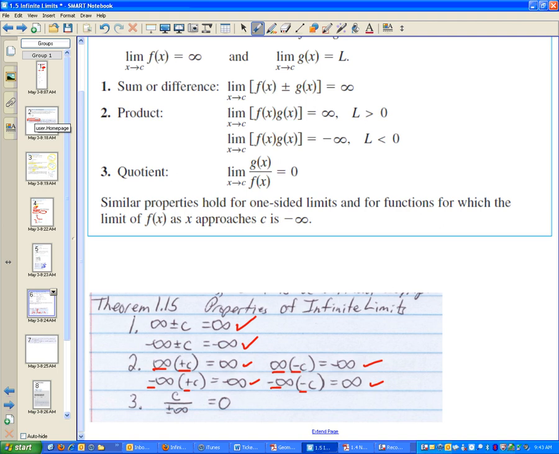Now, one thing we mentioned in the summary that I haven't talked about yet is this: a constant divided by a denominator that's approaching infinity or negative infinity is always 0. And we don't have to say 0 from the left or 0 from the right. It's 0. The limit is 0. Okay? Questions on that?